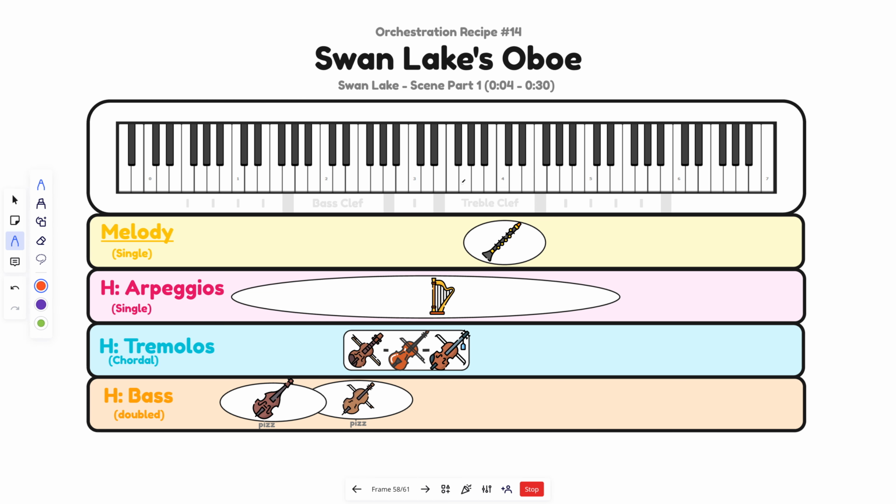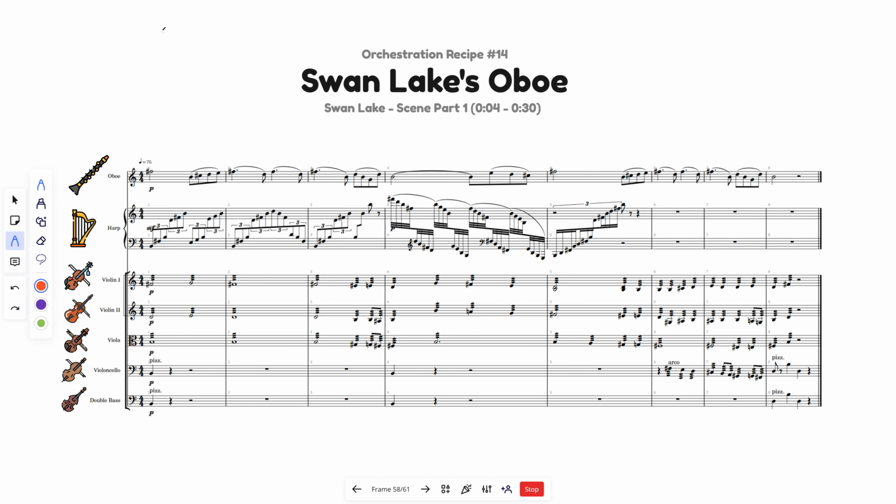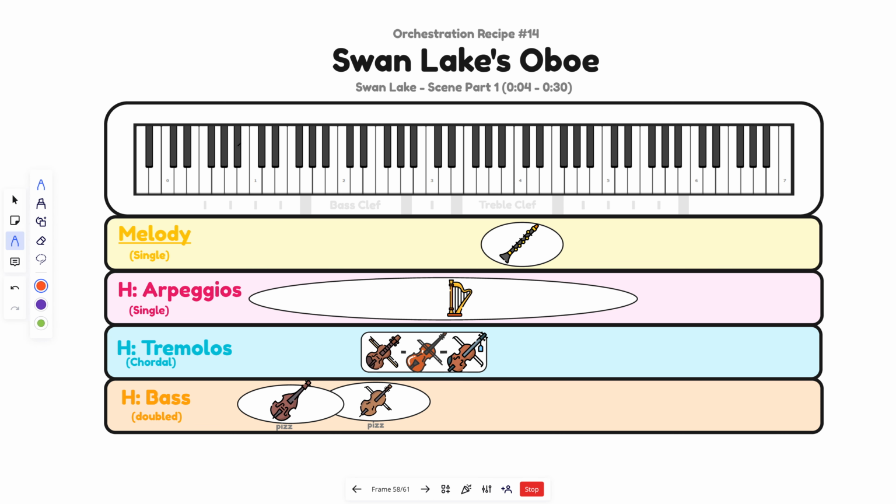In this video, I'll be explaining this 4-step orchestration recipe to recreate this mysterious texture from Swan Lake, written by Tchaikovsky. But before we simplify this and break it down layer by layer, let's have a listen to the texture.